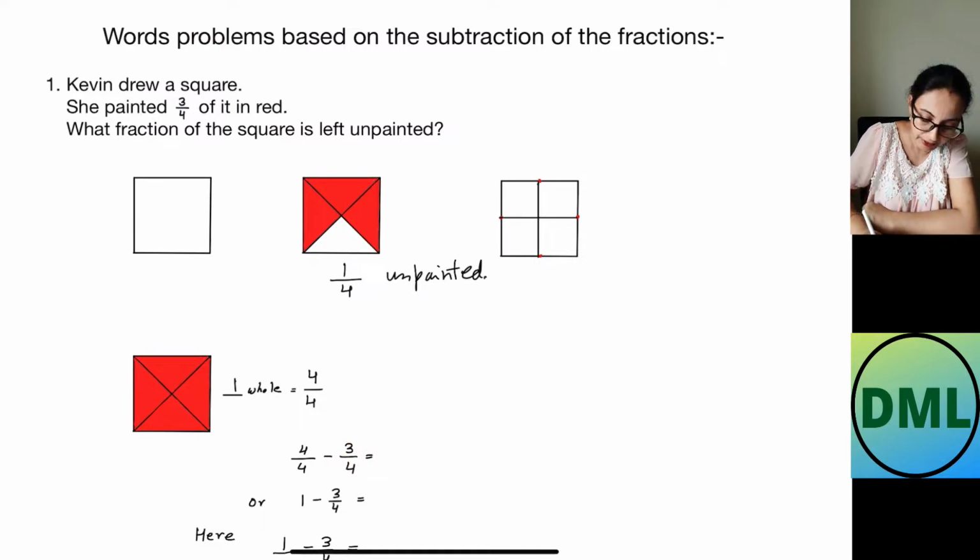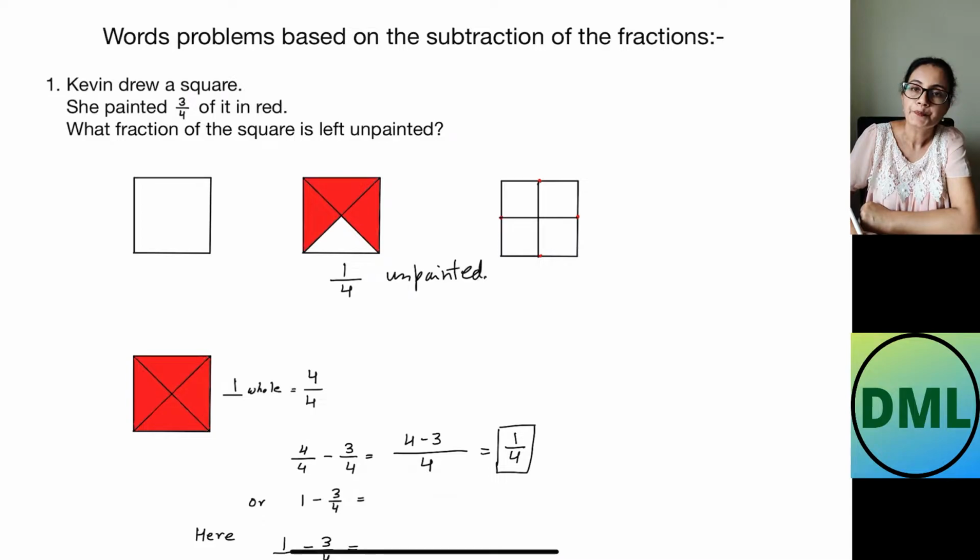If I subtract it, as we know, the denominator should stay the same. So I keep the denominator 4, written one time, and then I need to subtract 4 minus 3. Let's subtract it. 4 minus 3 equals 1, so the answer is 1/4. That means 1/4 part is unpainted.